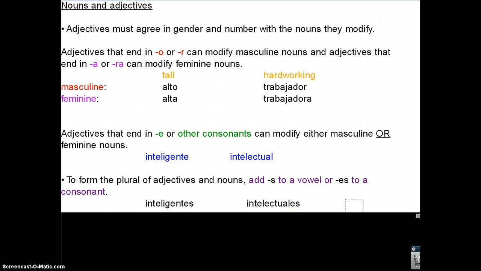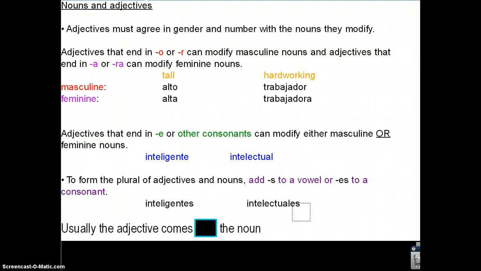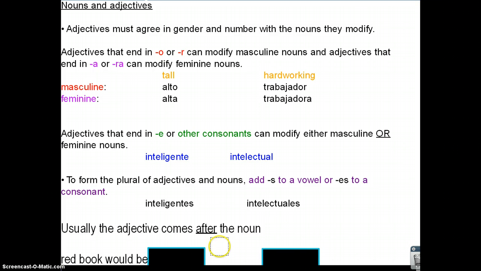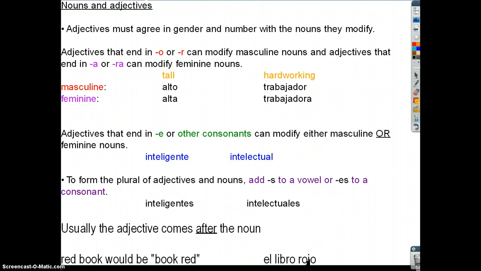If you are using a noun and an adjective directly next to one another, don't forget that in Spanish, usually the adjective comes after the noun. This is very important because in English, we say red book, but in Spanish, we are essentially saying book red. El libro rojo.